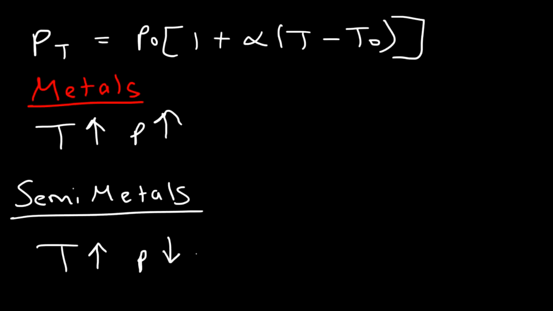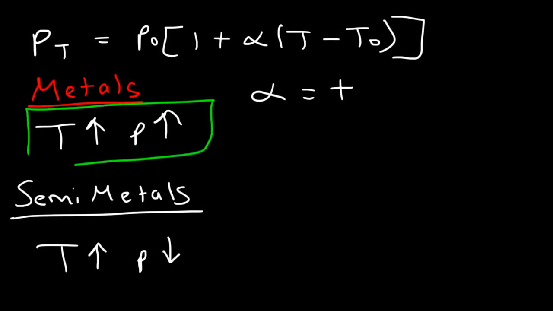Metals have a positive temperature coefficient. So alpha is positive. That's the temperature coefficient of resistivity. And because alpha is positive for metals, if you go to your physics textbook and look at the table for resistivity, you'll see that metals have a positive coefficient of temperature, which means that temperature and resistivity are directly related. If you increase the temperature, the resistivity goes up.